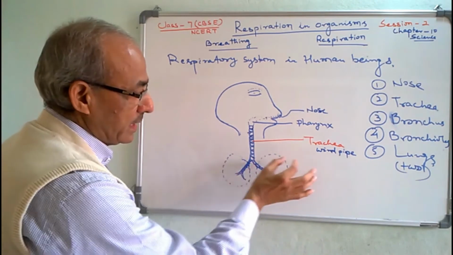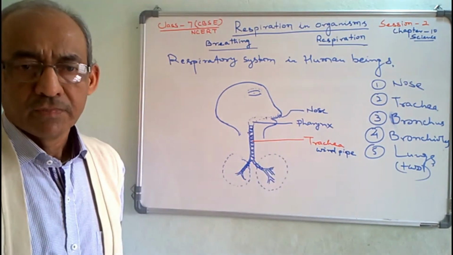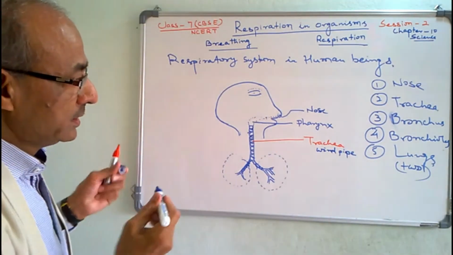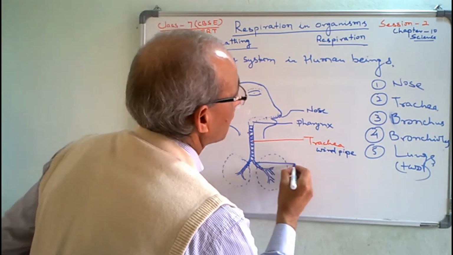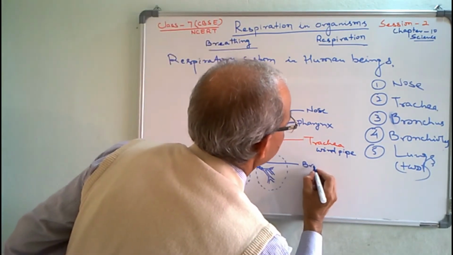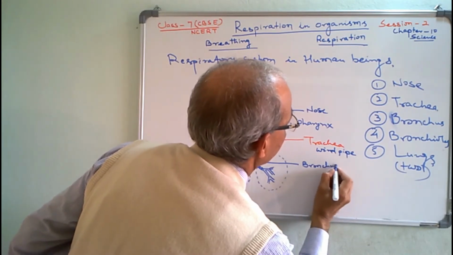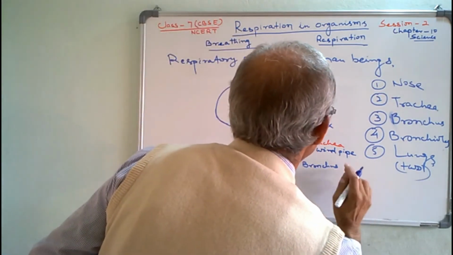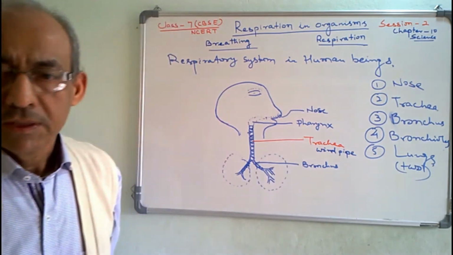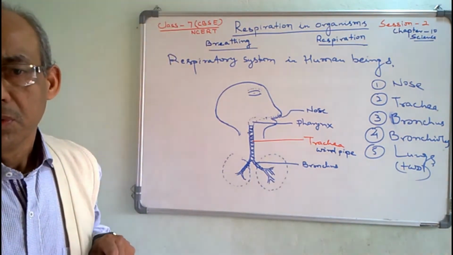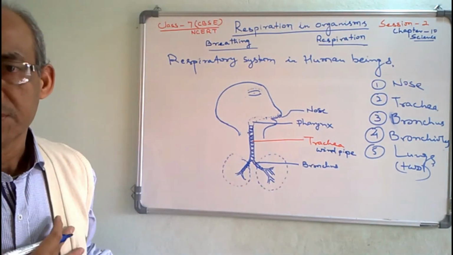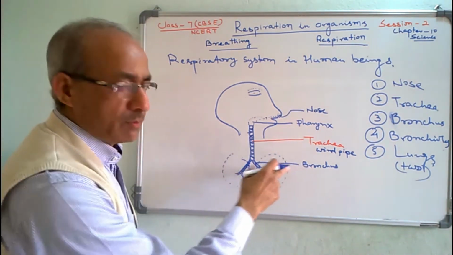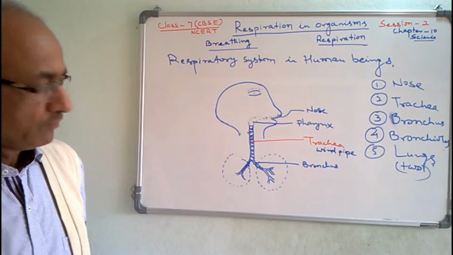This trachea or windpipe divides in your thoracic or chest part into two branches. These two branches are called bronchus. Bronchus is the singular and bronchi is the plural. And thereafter, each bronchus enters into the respective lung. In your chest, in your thoracic region, two lungs are found. Each bronchus opens into one lung. This is the lung.